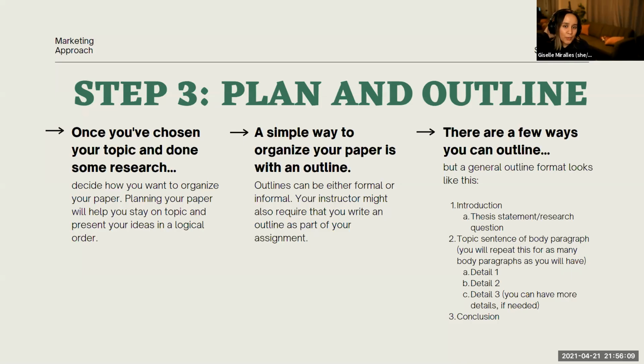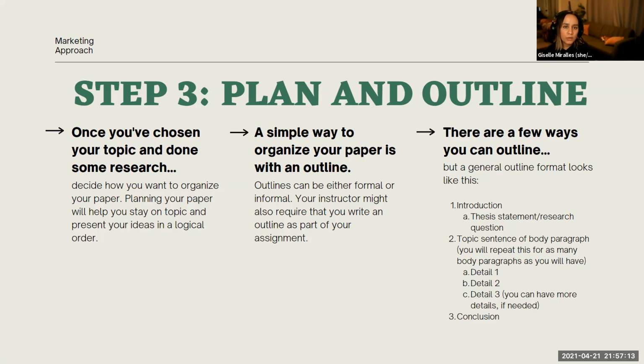Okay, so now that you have your topic chosen and you've narrowed down your topic by choosing search terms to help you research, you're now going to plan and outline. So with planning and outlining, once you've chosen your topic and done some research, you also want to decide how to organize your paper. Planning your paper will help you stay on topic, and it'll help you present your ideas in a logical order.